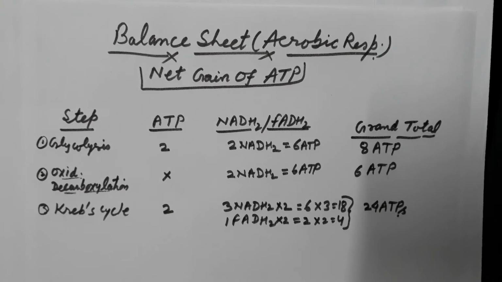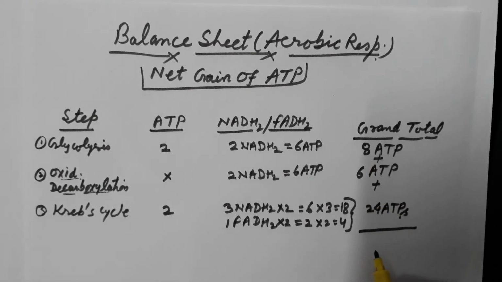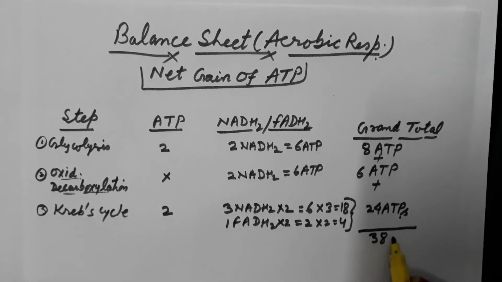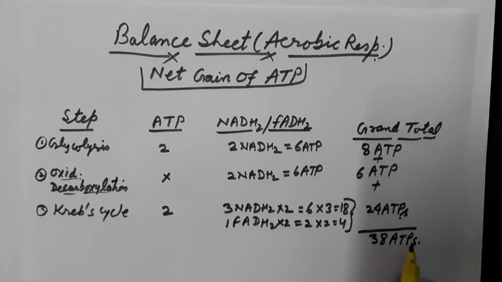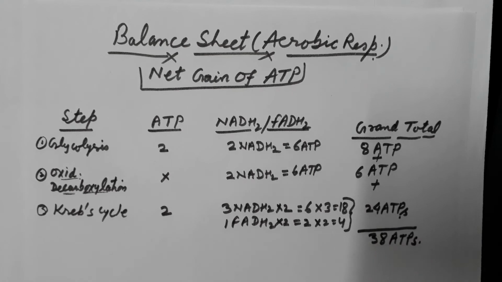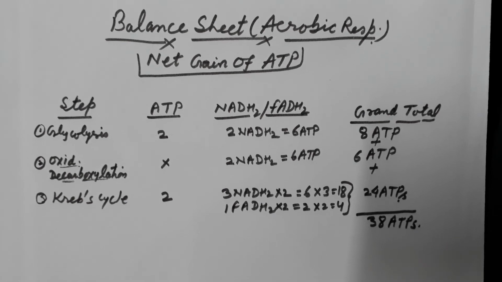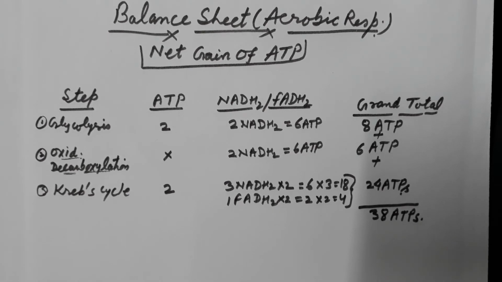If we add these all, there is a net gain of 38 ATP molecules on the oxidation of one molecule of glucose. Complete oxidation of a glucose molecule takes place in aerobic respiration, which gives rise to about 38 ATP molecules. But we talked about complete aerobic respiration, where one molecule of glucose is oxidized and it gives rise to 36 ATP.